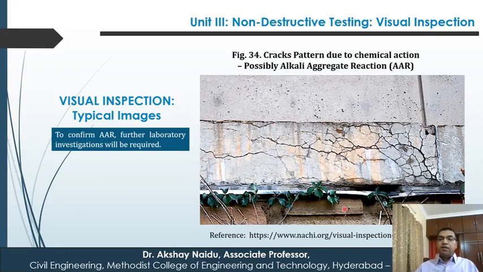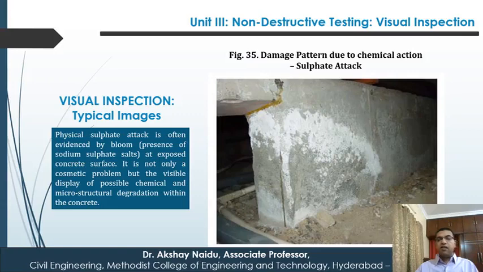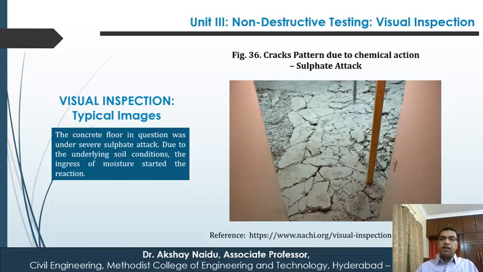Now these are crack patterns that can be due to alkali aggregate reaction, because you can see the pattern is possibly alkali aggregate reaction. This is damage due to sulfate attack. There can be spalling and other things, but salts come onto the surface of the concrete in sulfate attack. Okay, some efflorescence. So this is again another crack pattern due to sulfate attack.